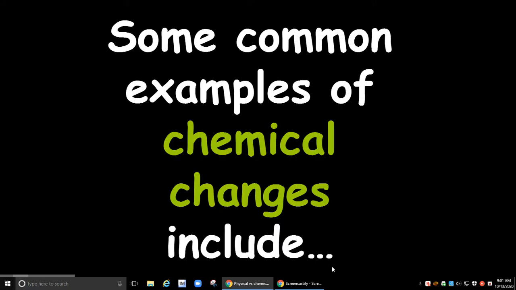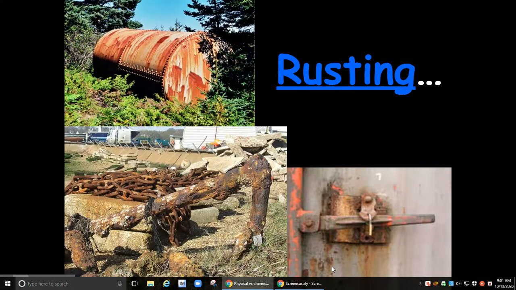So here are some common examples of chemical changes. Rusting, iron and oxygen mixing, creating iron oxide, is an example of a chemical change. We can clean the rust off of things, but it's never going to be as strong as it was before.